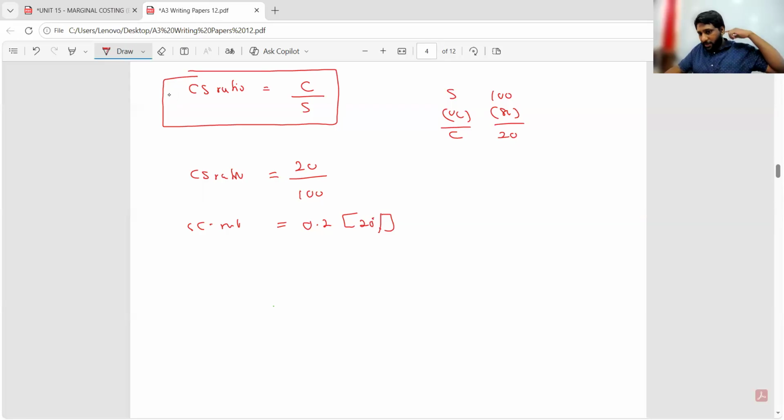The graphs, Mandulu, you're asking? Total sales, total variable cost, total cost, that graph thing, no? Yes. We'll be doing that, don't worry. That graph will be drawn. So another two more areas I have to do. Once you are done with the CS ratio, we have to do the sensitivity and the graphs. So after doing certain past papers, I'll be doing the sensitivity and the graphs. Okay, don't worry.